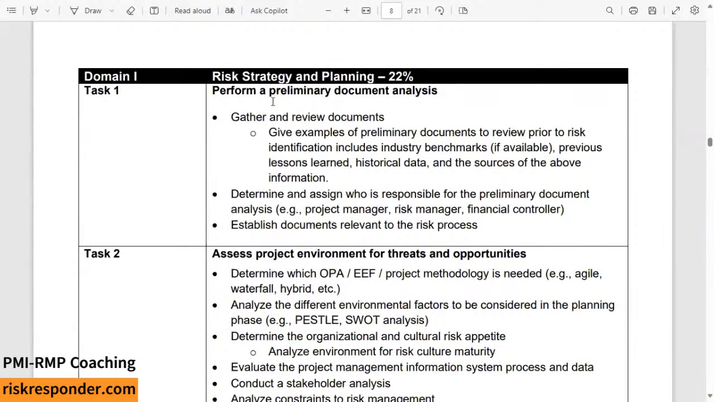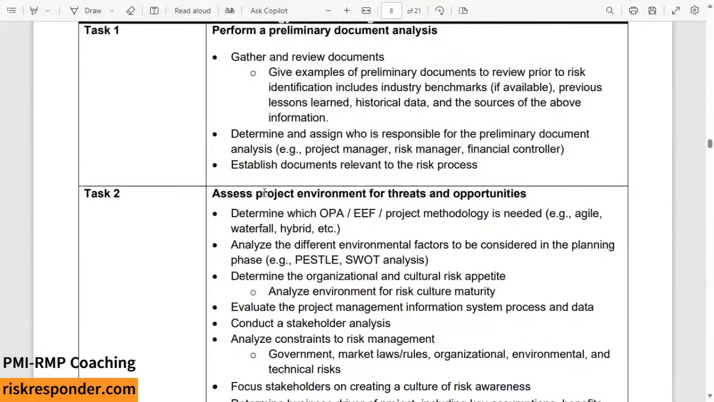In this one, task 1 is to perform a preliminary document analysis. So what you're going to do here as a risk professional is gather and review documents. This could include industry benchmarks, it could include previous lessons learned, historical data, and you need to determine and assign who is responsible for the preliminary document analysis, who is actually going to look at these documents and begin thinking risk, begin planning at that level.